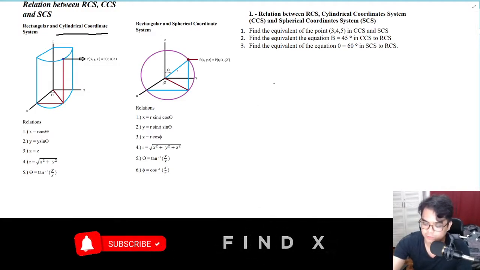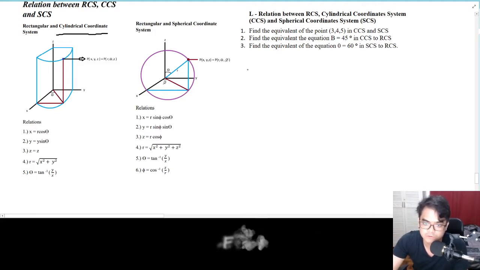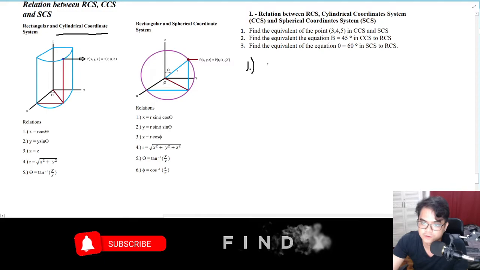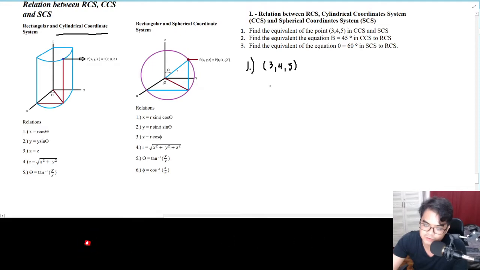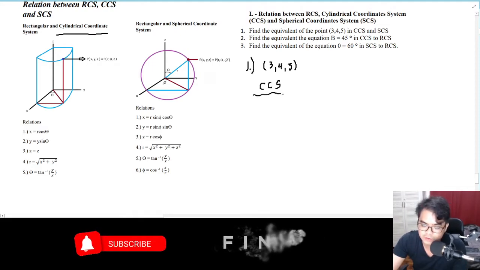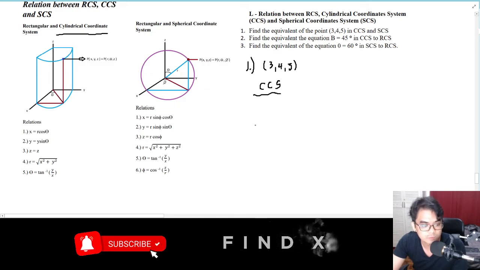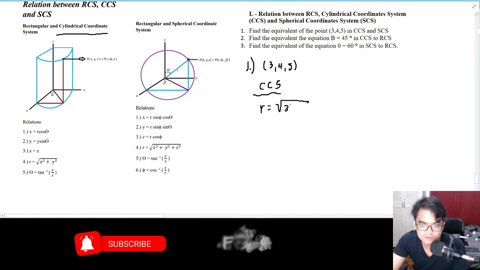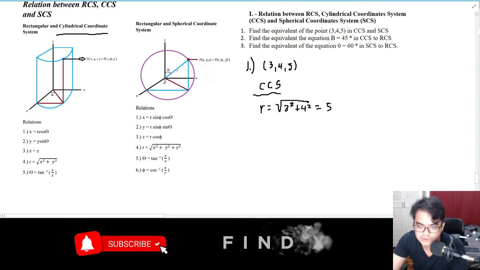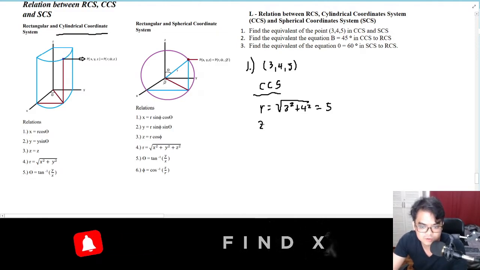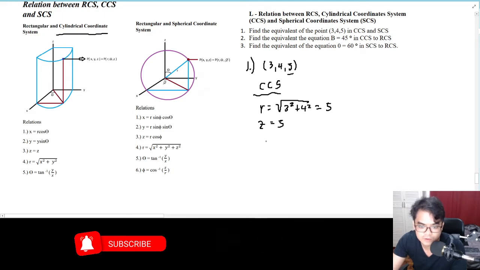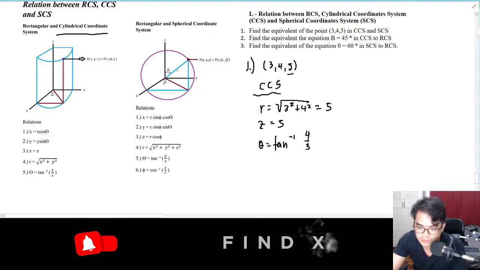Answering number 1, you have 3, 4, 5. We have to convert it to CCS, so we use the formula for the CCS. R will be the square root of 3 squared plus 4 squared, so R is equal to 5. Z is still 5. For theta, this is just the arctangent of y over x, or 4 over 3, so this is 53.13.